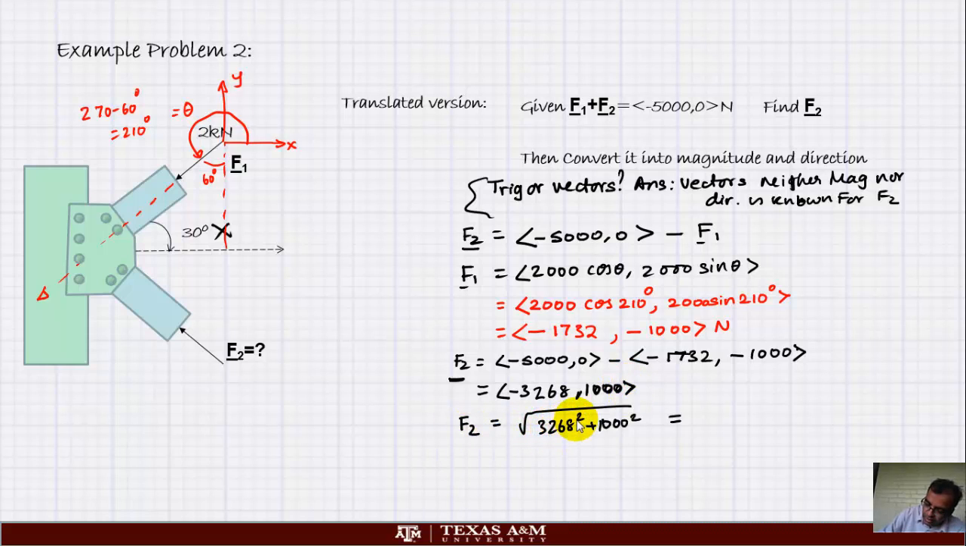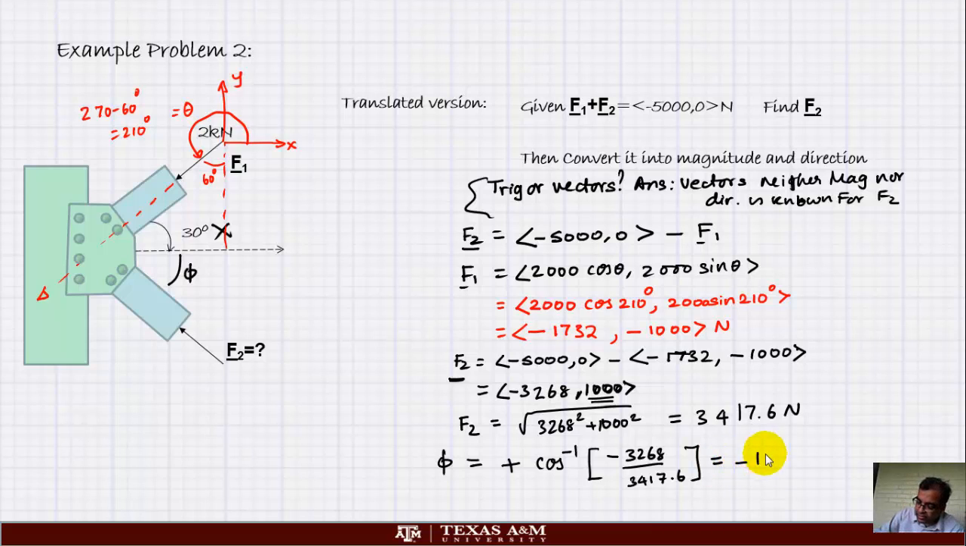F2 is the square root of 3268 squared plus 1000 squared, which is 3417.6 newtons. How about the angle? This angle, phi. First thing I do is I look at Fy, sine is positive, cos inverse of Fx, which is minus 3268 divided by 3417.6, which turns out to be equal to minus 16.3 degrees. Okay, so that's our answer. Okay, that's how it works. Thank you.